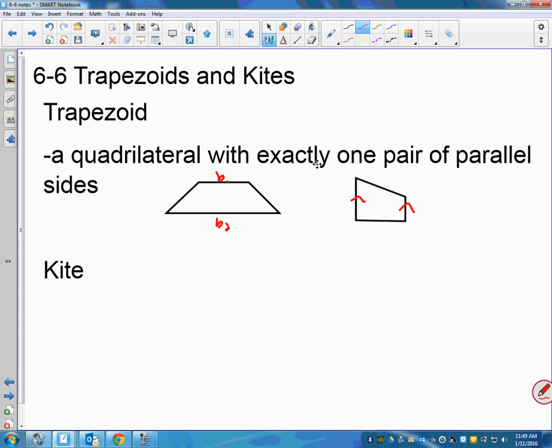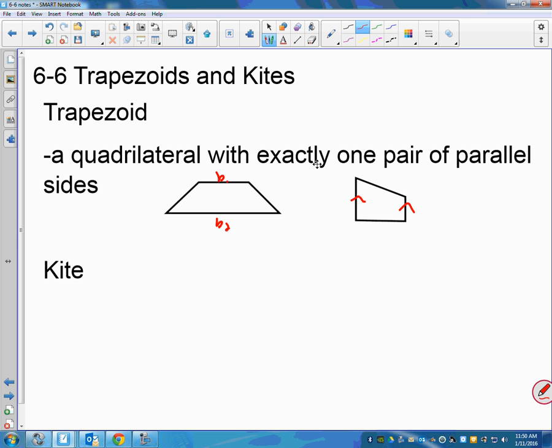We used to formulate the trapezoid and talk about that. There's a lot of things about trapezoids, which is why the notes seem so long, because there's a lot of theorems about trapezoids, special types of trapezoids. And then we're going to talk about kites as our last type of quadrilateral.